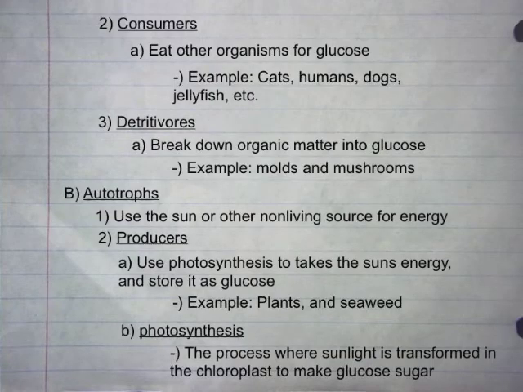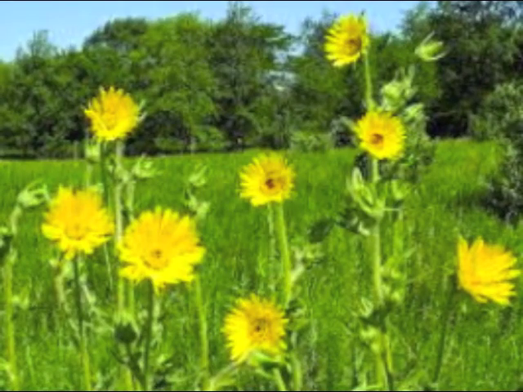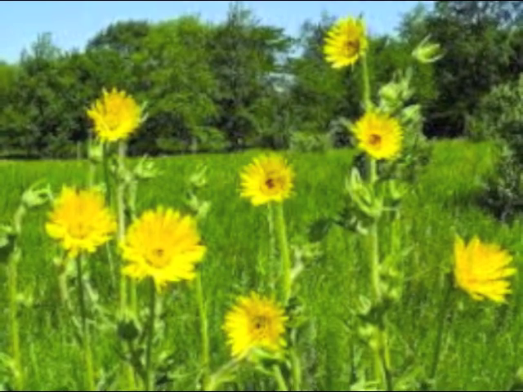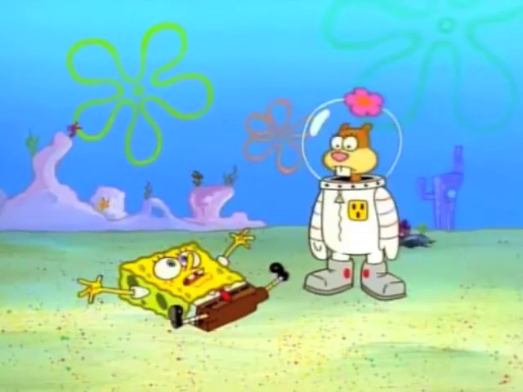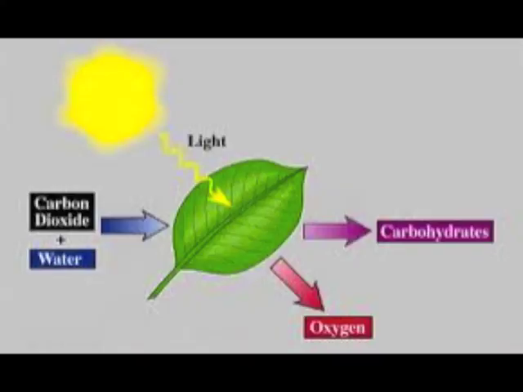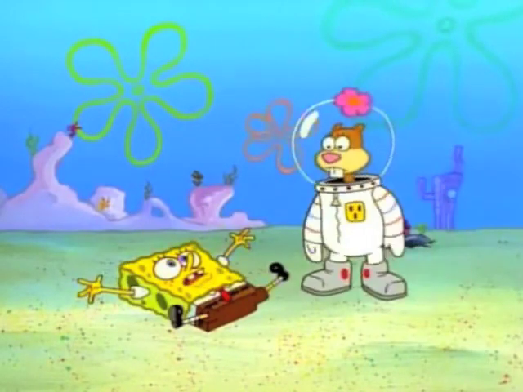Photosynthesis, the process where sunlight is transformed in the chloroplast to make glucose sugar. In photosynthesis, carbon dioxide and light energy are turned into glucose and oxygen for the plant. This energy then is used to support the plant's structure and growth. Since a plant does not actively need to hunt its glucose, it is considered an autotroph producer. Sponges do not do photosynthesis.